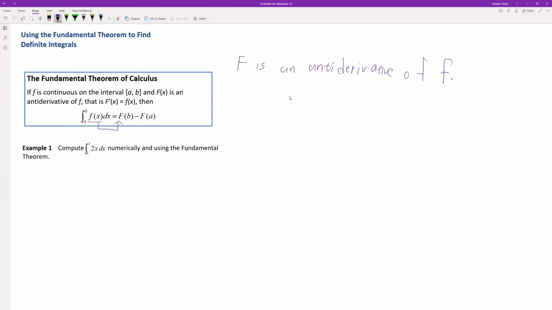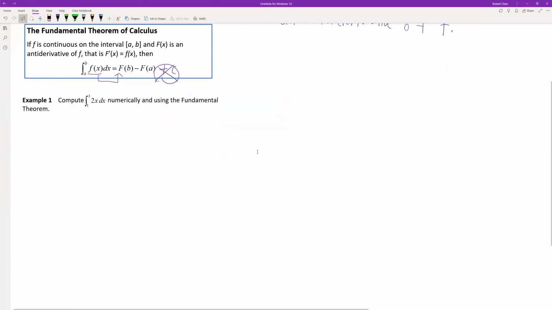Now, one thing that you will see that's a little different from the indefinite integral is that we don't have the plus c here. We don't have the plus c in the fundamental theorem of calculus, and we will see with an example why that's the case. Basically, this is what we're going to be doing. All right, so let's look at example one.